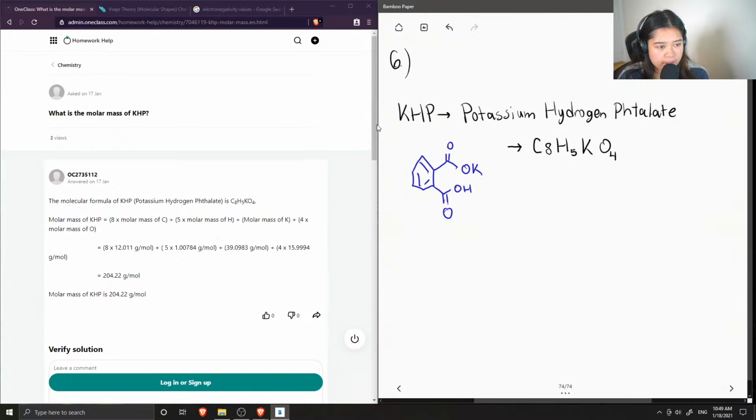Okay, so now to find the molar mass of KHP, we need to find the different molar masses of all of the atoms involved in KHP. And to do that, we would just look up their values on the periodic table. So the molar mass of KHP is equal to 8 times the molar mass of carbon, since there are 8 atoms of carbon in KHP. Similarly, we do 5 times the molar mass of hydrogen, plus the molar mass of potassium, plus 4 times the molar mass of oxygen.